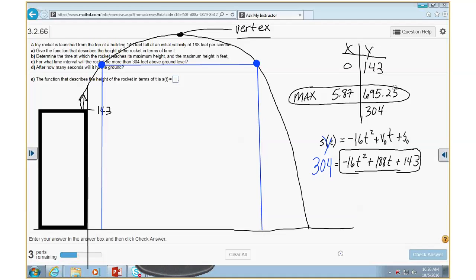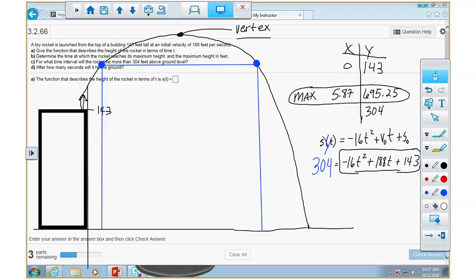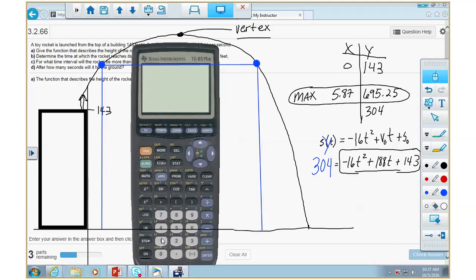Now, you can solve this algebraically, or you can look up 304 in your what? Table. So we go to our handy dandy calculator. Table. Oops. Second table. And 315. Well, that don't help us. So what can we do?